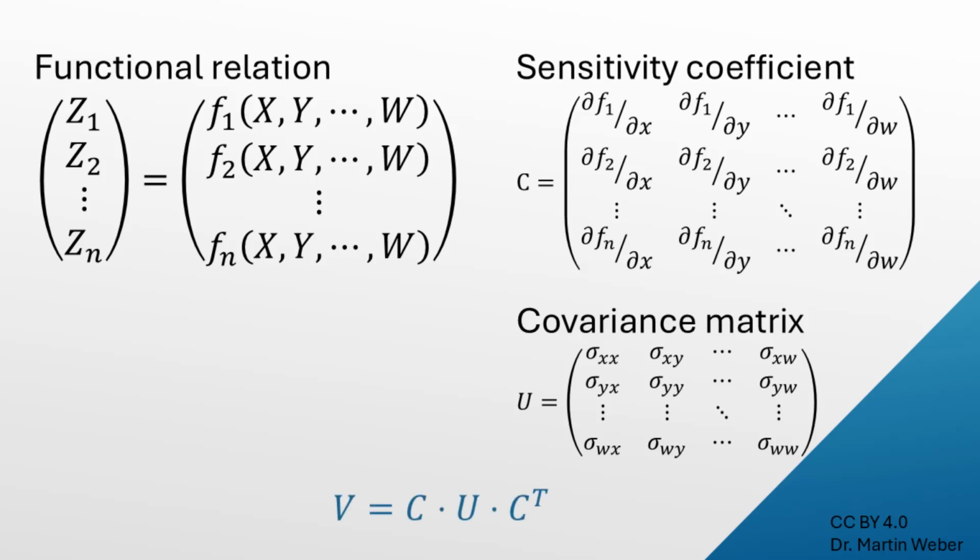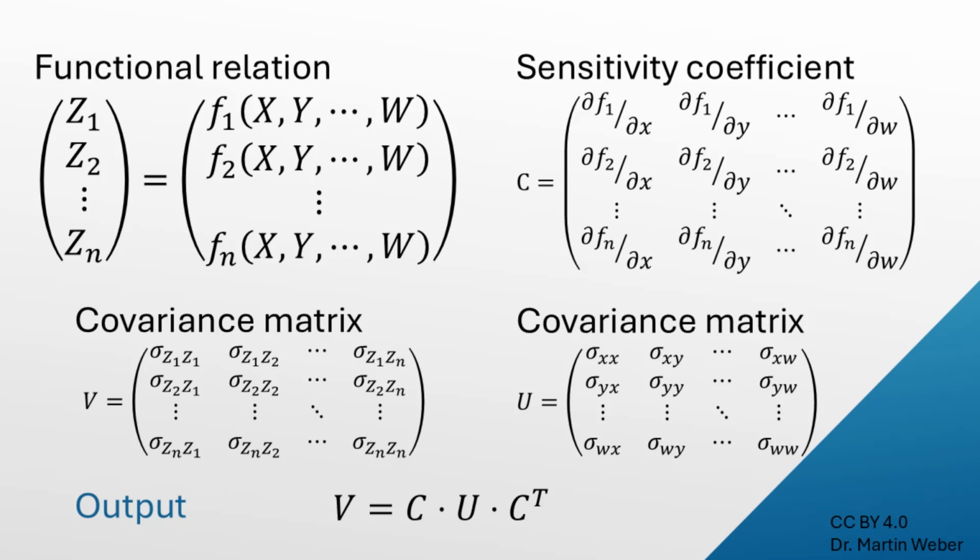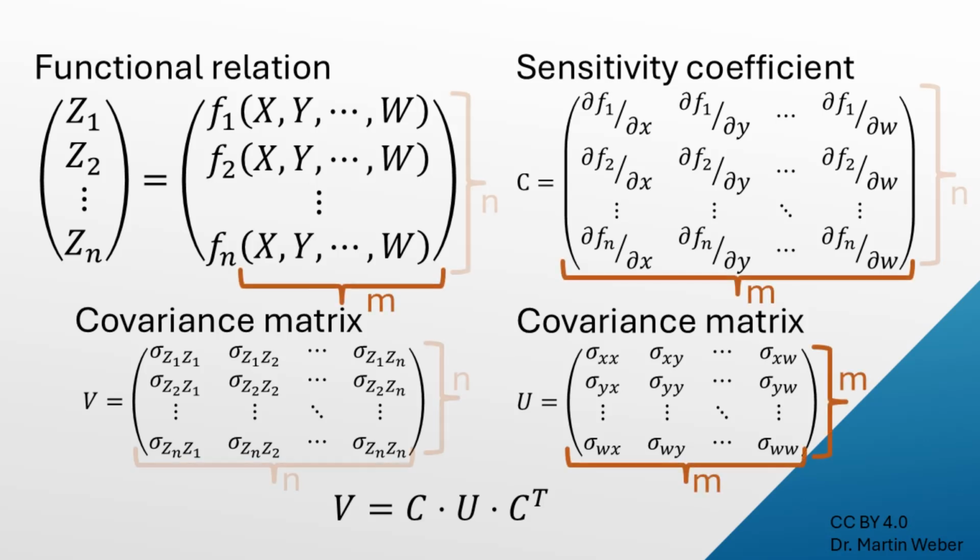The same equation is used as in the case of one output quantity, but this time all factors are matrices and matrix multiplications will be performed. The result is the covariance matrix of the output quantities. The structure is the same as for the input quantities. The diagonal elements describe the variance of each output quantity and the off-diagonal elements the covariance between the quantities. Of course, the dimensions of the matrices are such that all operations can be performed.